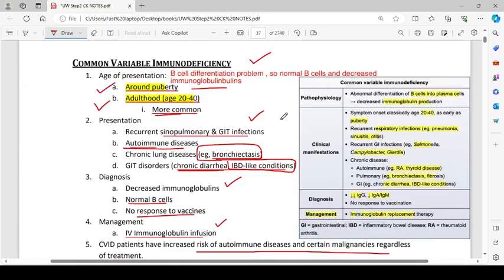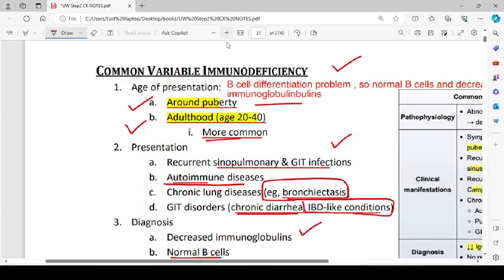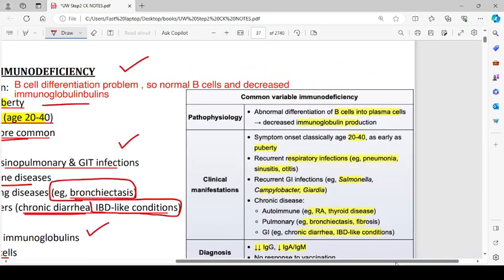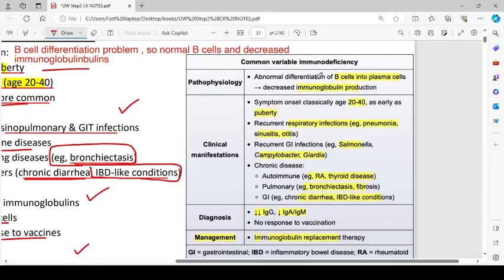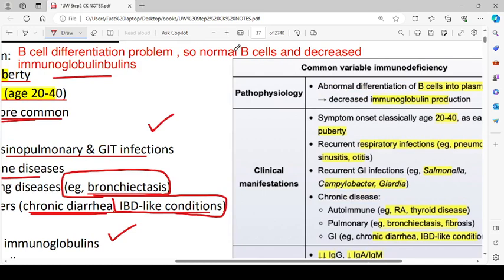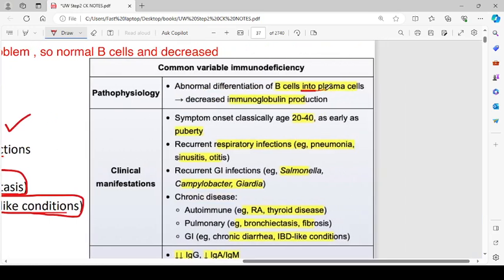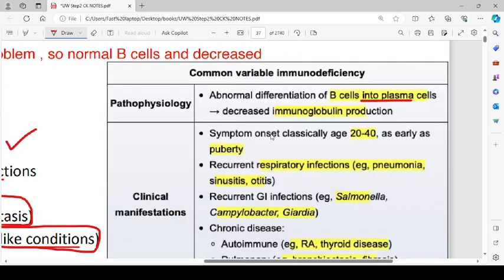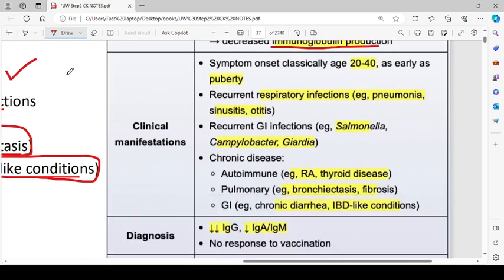So let's see this table about CVID first. So over here, common variable immunodeficiency pathophysiology: abnormal differentiation of B cells into the plasma cells. Then that will result in the decreased immunoglobulin production. The clinical manifestation is symptom onset classically at age 20 to 40, as early as puberty.